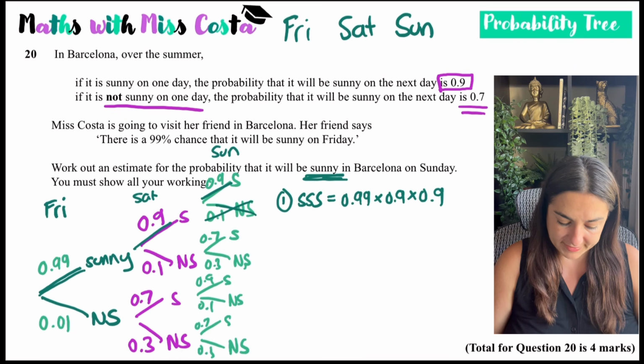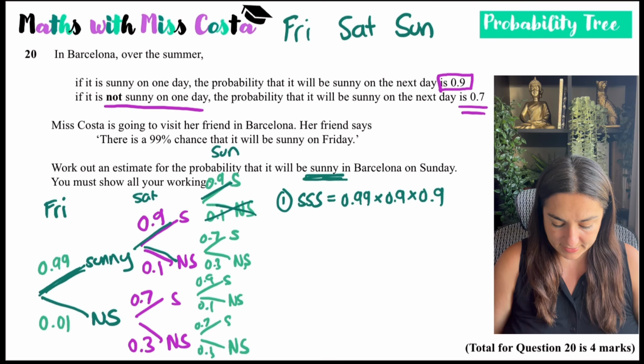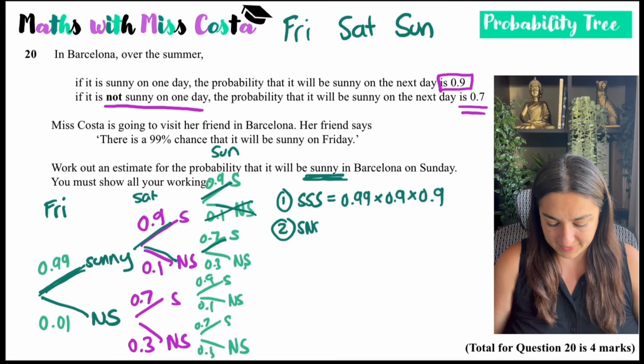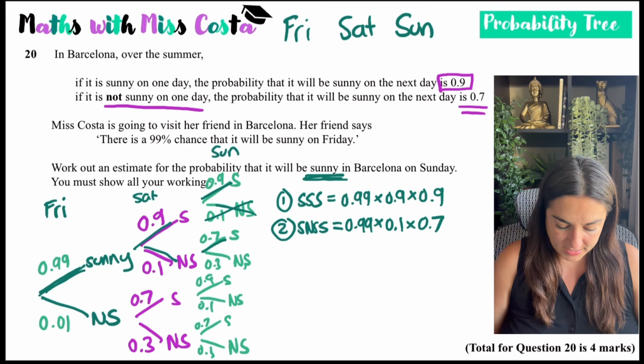Anything else? No, we've extinguished that branch. We look at the next branch. It could be sunny, not sunny, and sunny. So option 2 would be sunny, not sunny, and sunny. Maybe I don't need to write that because that's confusing. But 0.99 times 0.1 times 0.7. So we don't need that option either. So then we go down here.